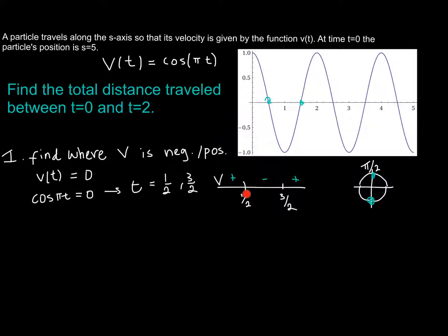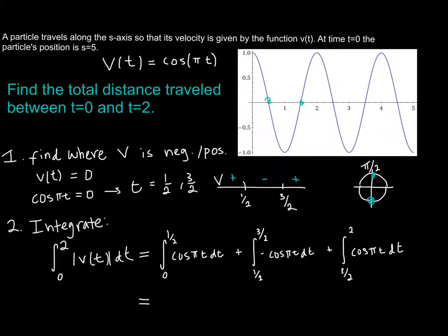And so on this interval from 1/2 to 3/2, I'm going to integrate negative v of t, because v of t is negative here, so when I multiply by a negative, it will turn into a positive function, which will allow me to get a positive area. So setting up my integral will look like this.